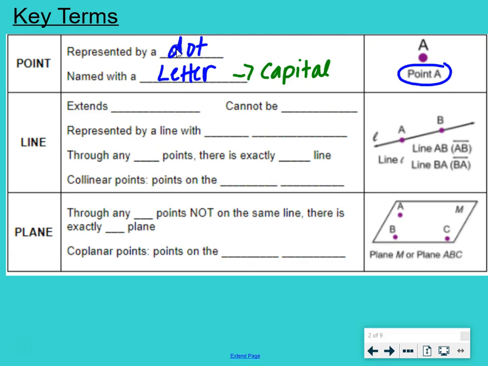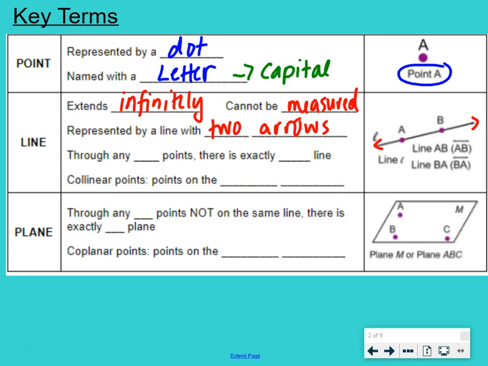Line. A line extends infinitely. It cannot be measured. It is represented by a line with two arrows. If you look, we have a line. There are arrows on the end.